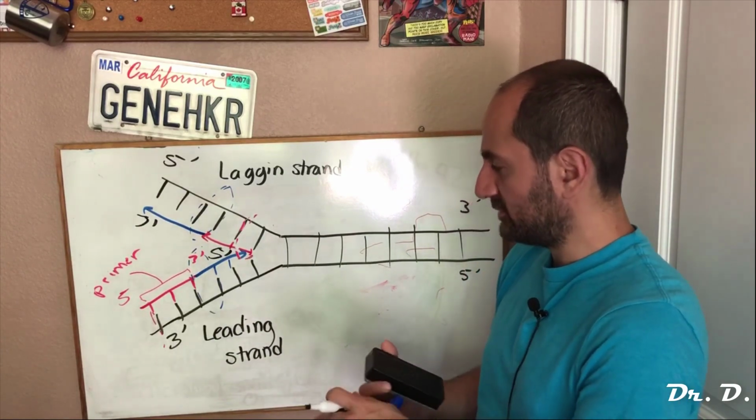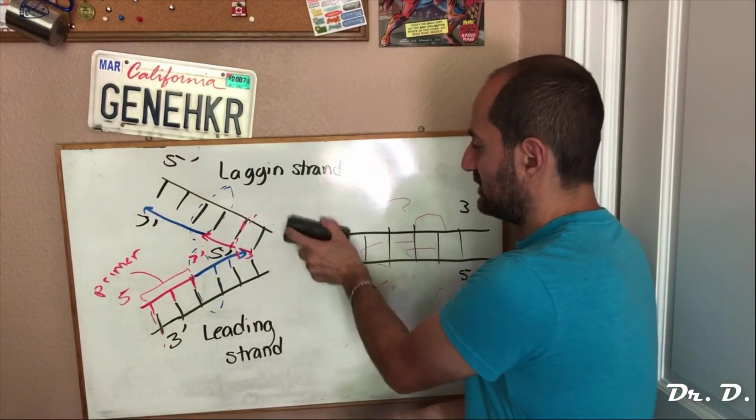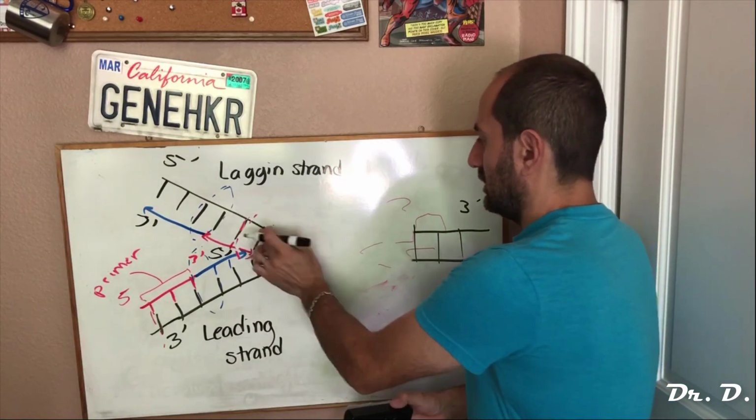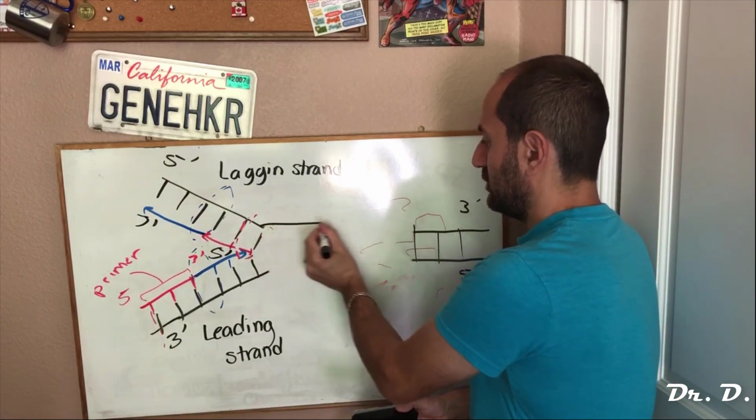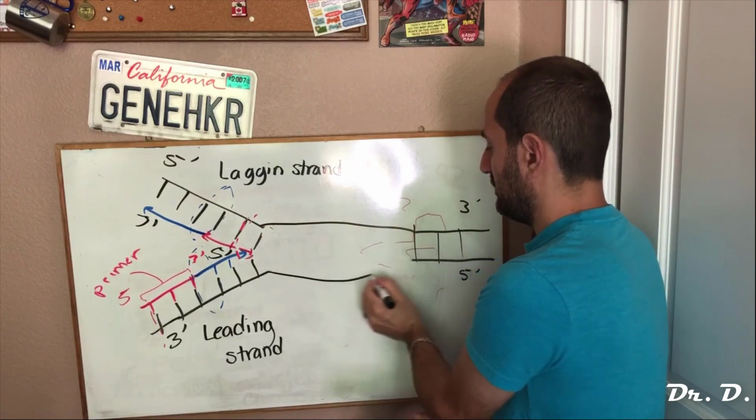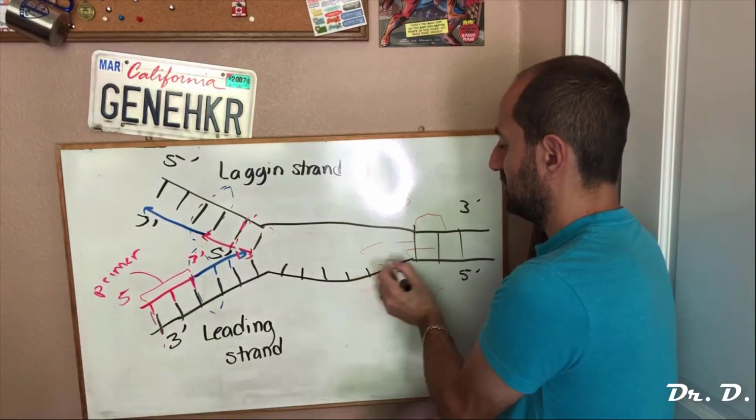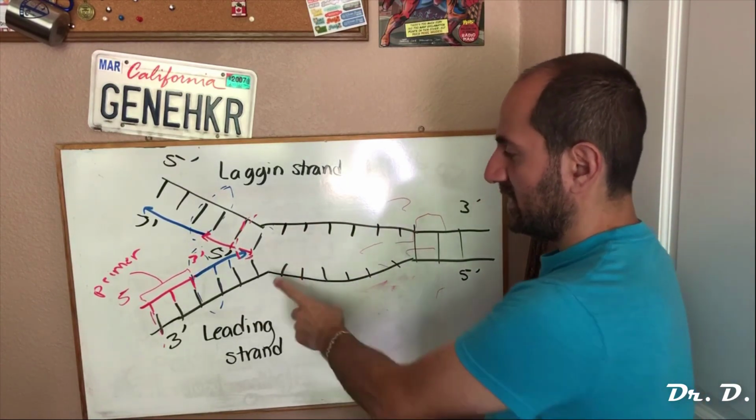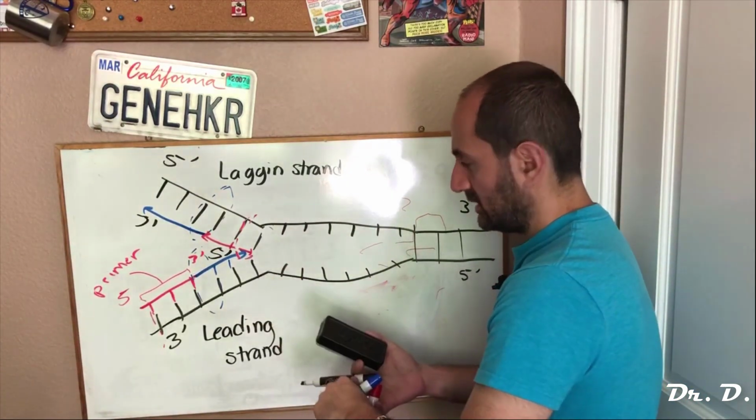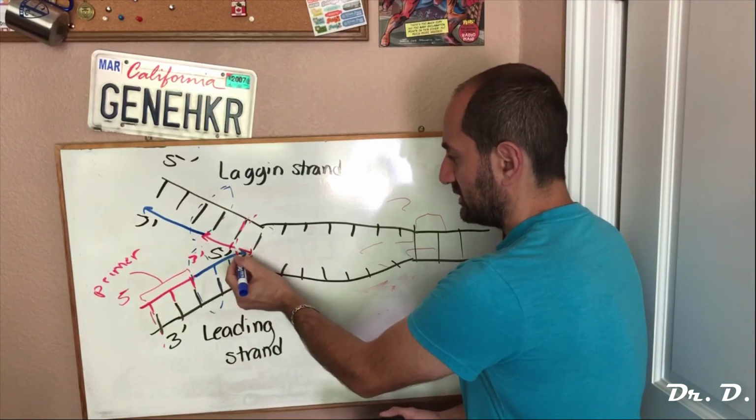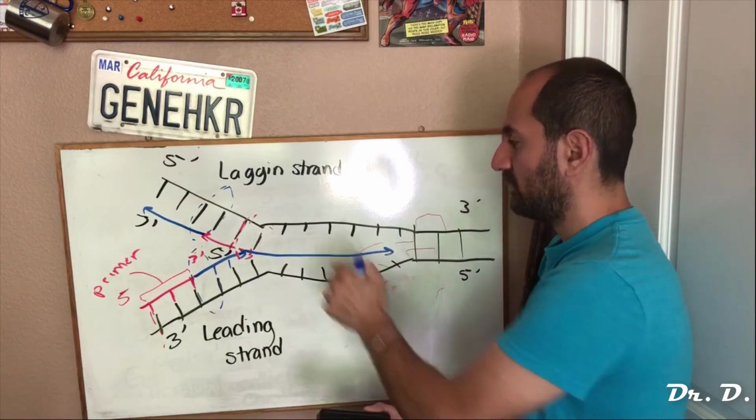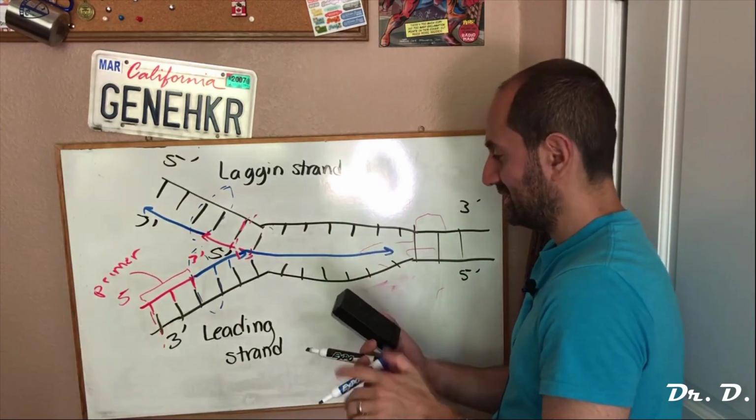All right, so what happens when you continue? Let's say I unzip even more of the DNA. I'm just showing you what happens when I continue to unzip the DNA. What's happening on the leading strand? That DNA polymerase doesn't care. It just keeps continuing to copy towards the fork. What happens on the lagging strand?